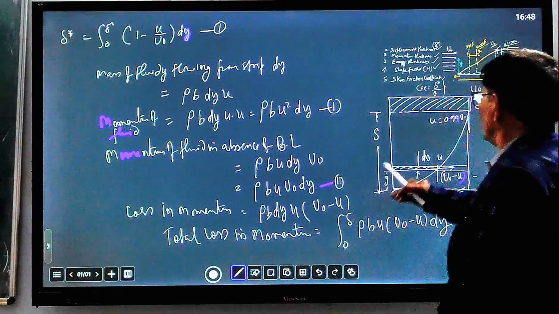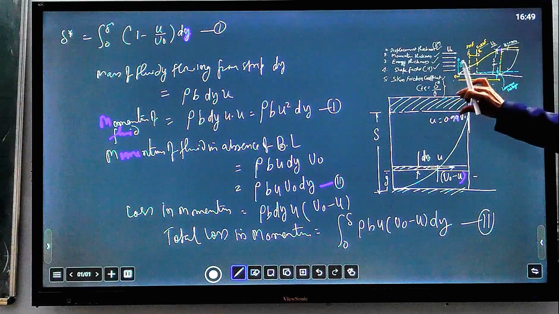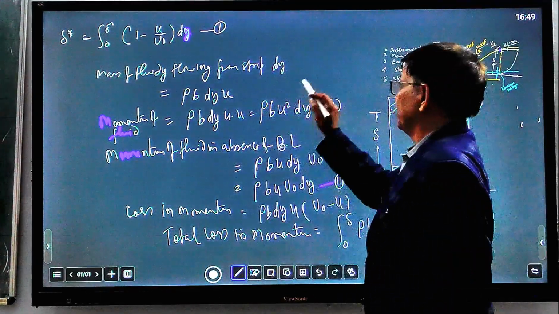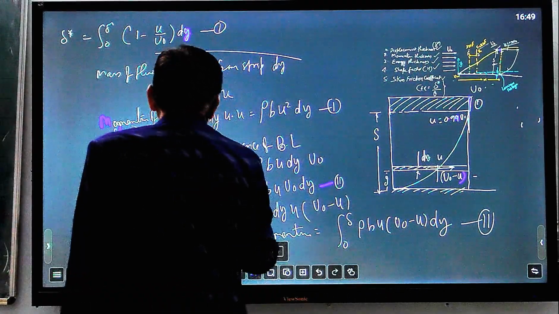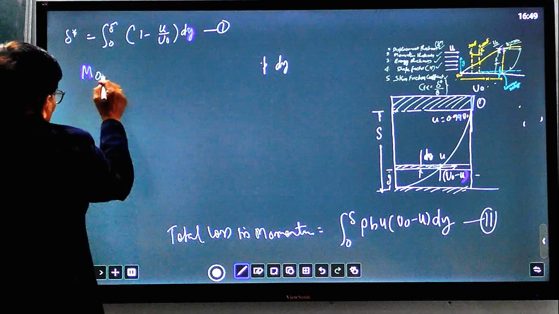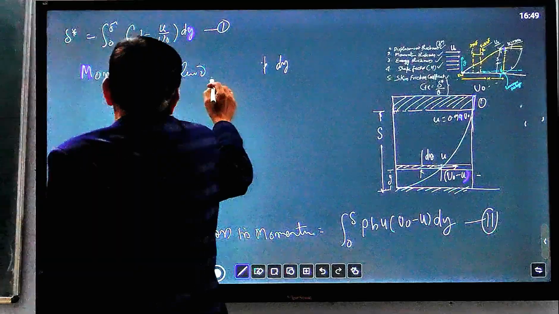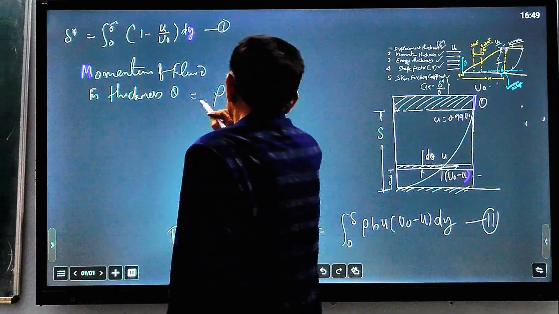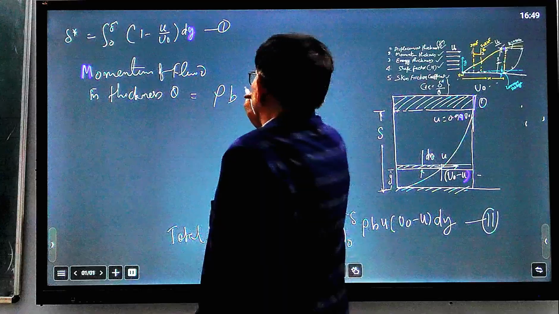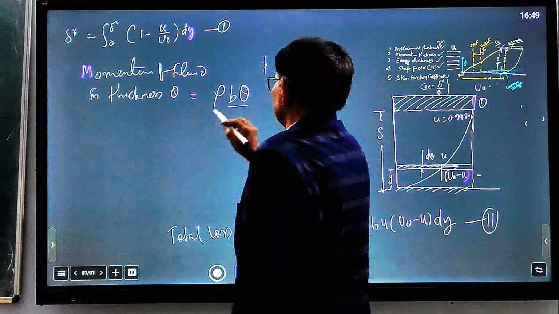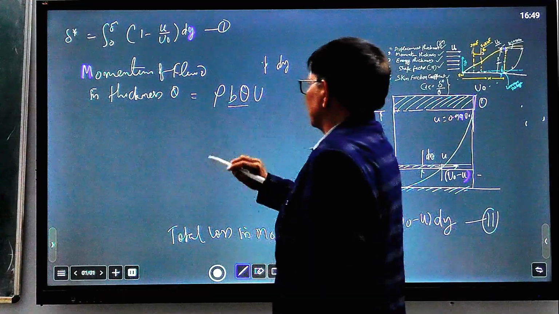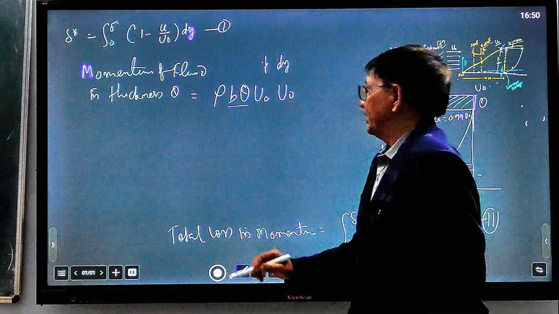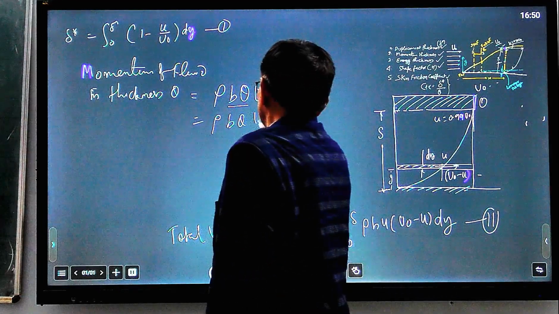So what is the momentum of the fluid flowing in theta thickness beyond the boundary layer? We find this momentum, and that will be equivalent to the total loss in momentum. Momentum of fluid within thickness theta equals rho B theta, where B and theta give the area, multiplied by U naught for the mass, and again multiplied by U naught because we have to find the momentum. So that is equal to rho B theta U naught square.